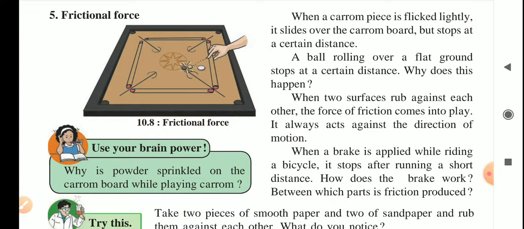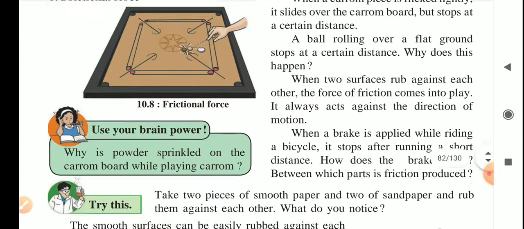Now another example is your bicycle. When a brake is applied while riding a bicycle, it stops after running a short distance. So how does the brake work? Between which parts is friction produced? There will be friction between the brake rubber and the metallic ring of the wheel, right? So there will be a frictional force which will act in the direction opposite to that of the motion. That's why after applying the brake, after running a short distance, the bike will stop.